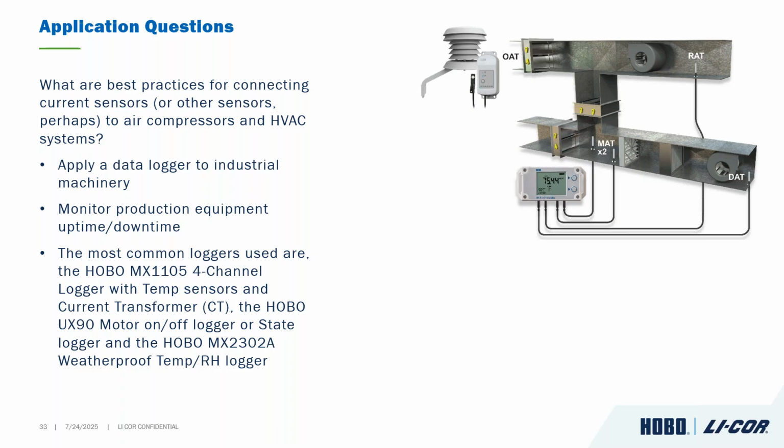What we use with that is temperature probes and a current transducer, as well as monitoring supply and return air and power. Another frequent logger that we use with this is the UX90 motor on-off logger or state logger, and in some of those harsher environments where you're looking to monitor temperature and relative humidity, you might also use the MX2302A.